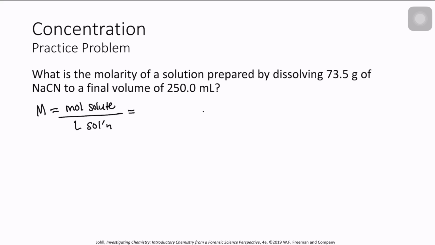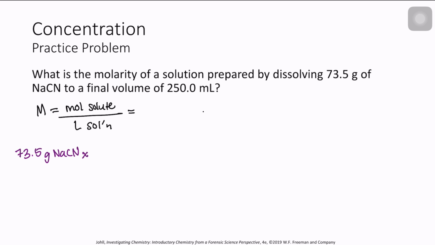If I have 73.5 grams of sodium cyanide, well, like we just saw on the previous slide, we can use the molar mass of sodium cyanide in order to calculate the moles. So go ahead and calculate the molar mass of sodium cyanide. Pause the video as you do so, and then come back and we can go over this together.